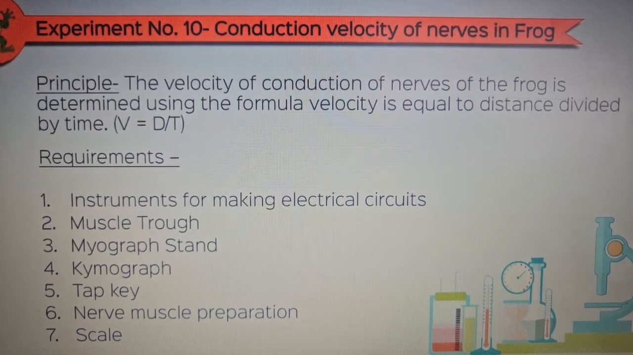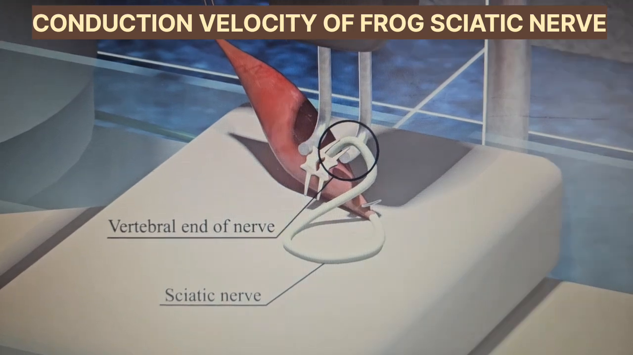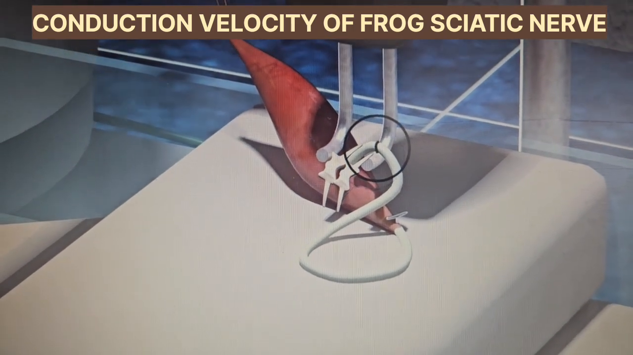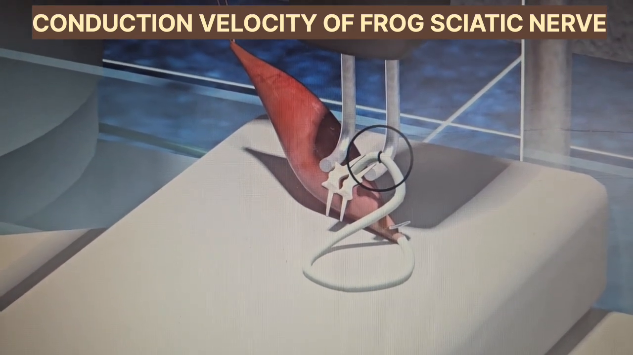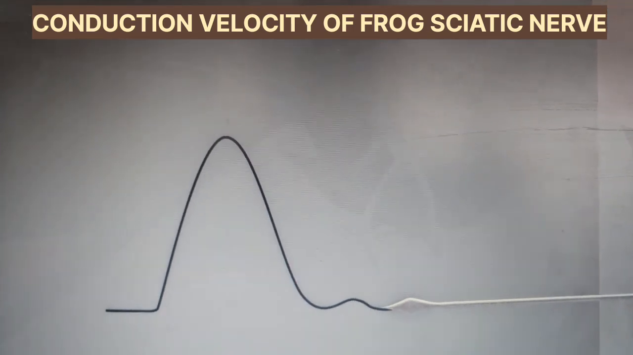distance divided by time. We stimulate the sciatic nerve at its vertebral end with the stimulating electrodes. We mark the point on the nerve at which the electrode is applied. We record the muscle twitch on the graph paper.